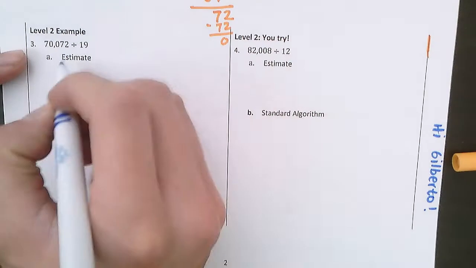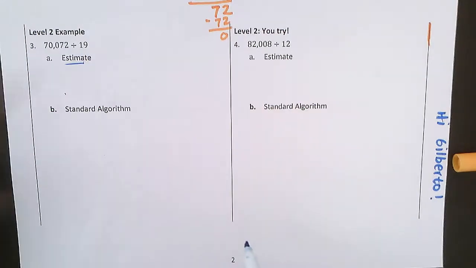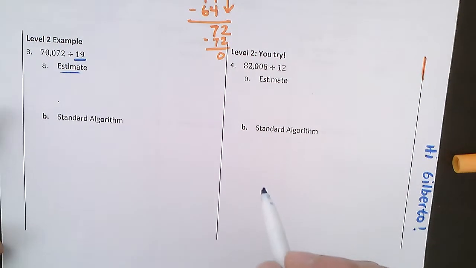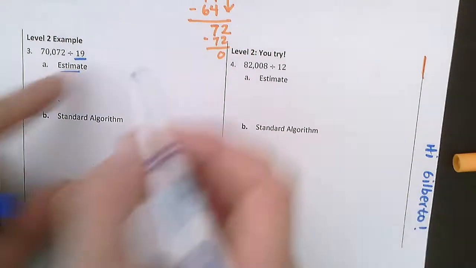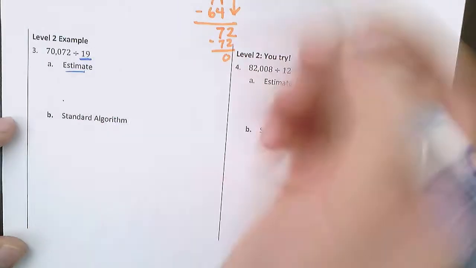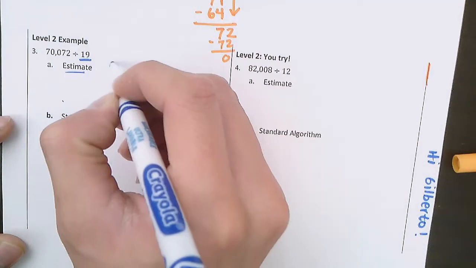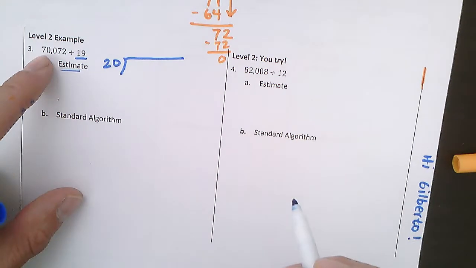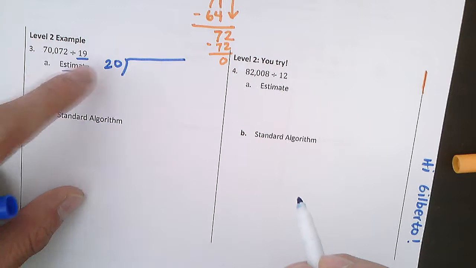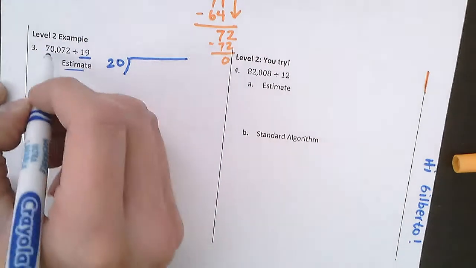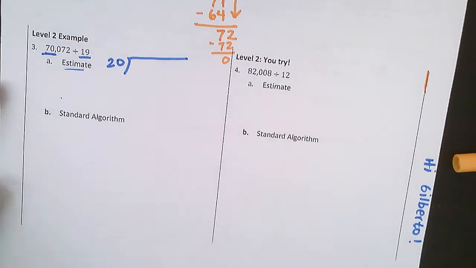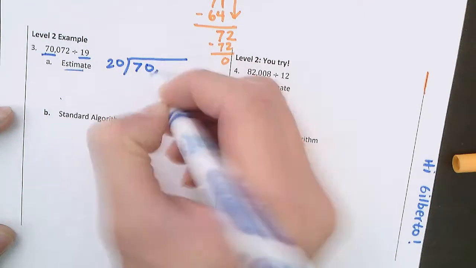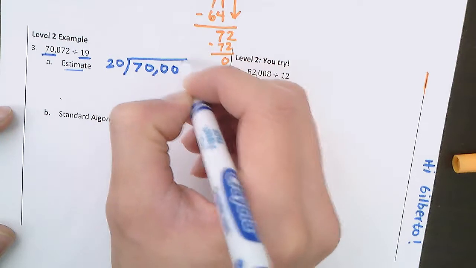Let's estimate. We're dividing by 19. 19 we're going to round to the nearest 10. And we're going to round it up because 9 is 5 or greater, so it rounds up to the next 10, which is 20. So I have 20 here. And then I have 7. I can't evenly divide 2 into 7, so let's look at this number, which is 70. I can divide 2 into 70, so let's keep that the same, and then we're just going to round the rest of it.